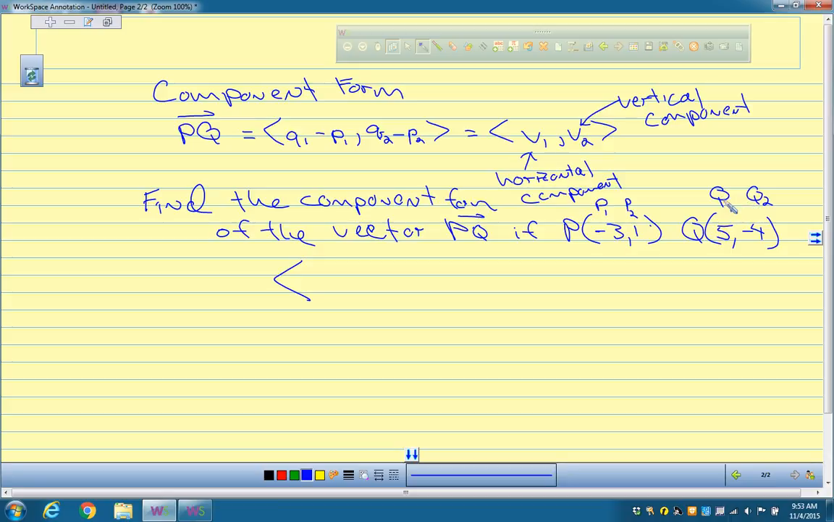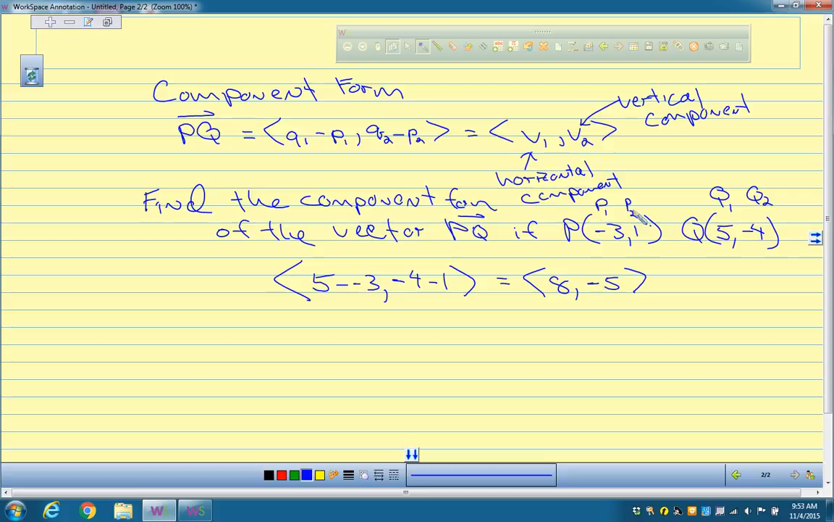So Q1 is 5, right? And P1 is negative 3, so I'm going to go 5 minus negative 3, comma, negative 4 minus 1, right? And I simplify that, and I get that that is 8, comma, negative 5. Yes? You understand that? Okay?